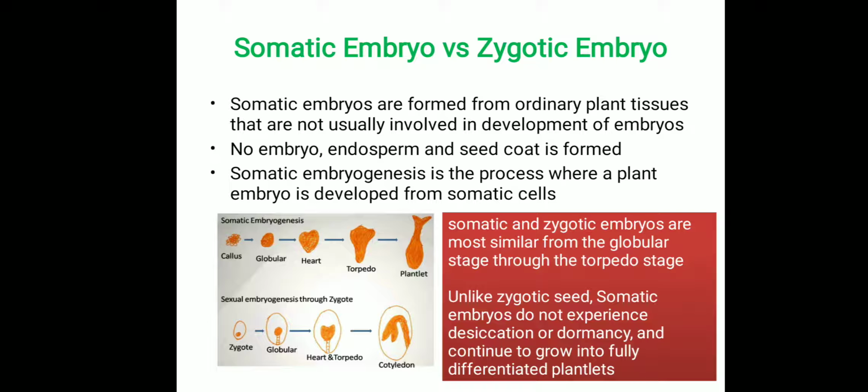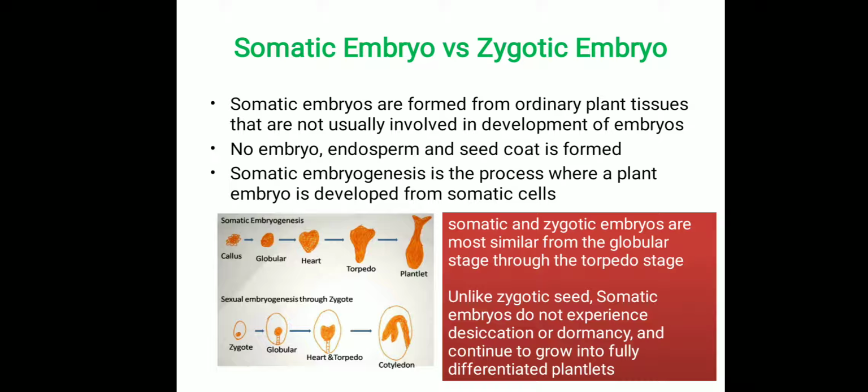Let's see the difference between somatic embryo and zygotic embryo. Somatic embryos are formed from ordinary plant tissues, for example diploid plant tissues that are not usually involved in the development of an embryo. That means they are not gametic cells. No sexual embryo, endosperm or seed coat is formed in the case of a somatic embryo. Somatic embryogenesis is the process where a plant embryo is developed from somatic cells.